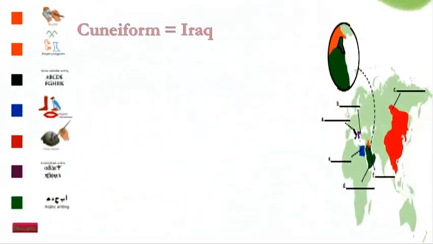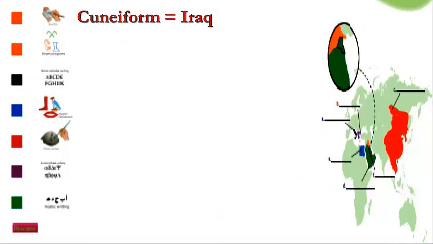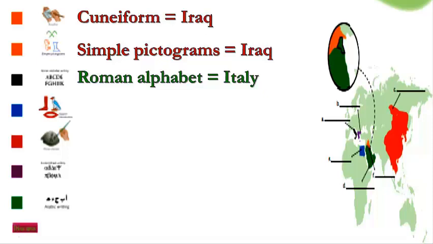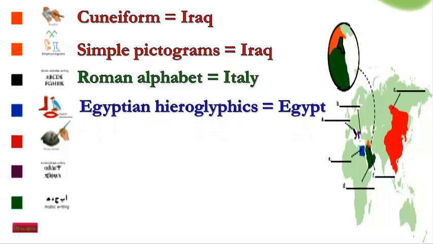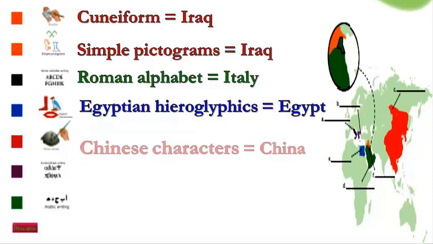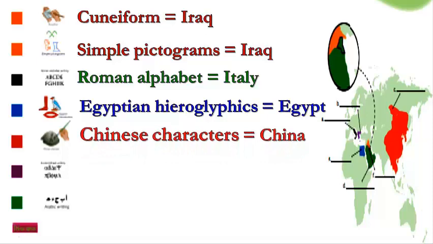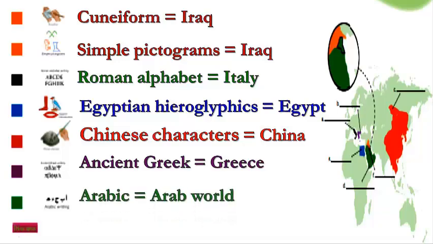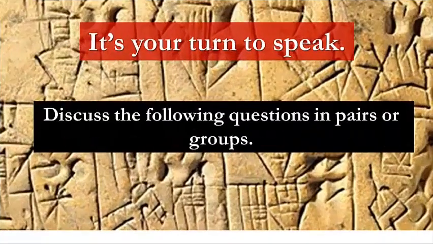The answer: cuneiform, Iraq; simple pictograms, Iraq; Roman alphabet, Italy; Egyptian hieroglyphics, Egypt; Chinese characters, China; ancient Greek, Greece; Arabic, Arab world.